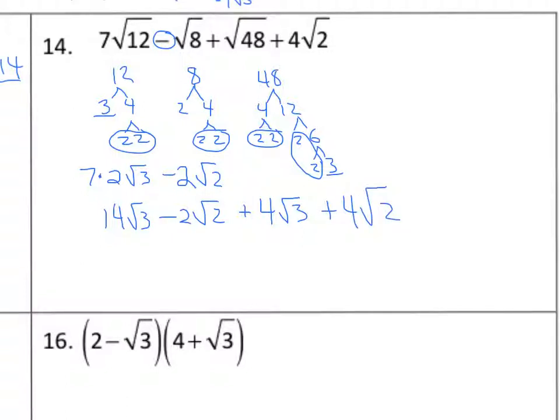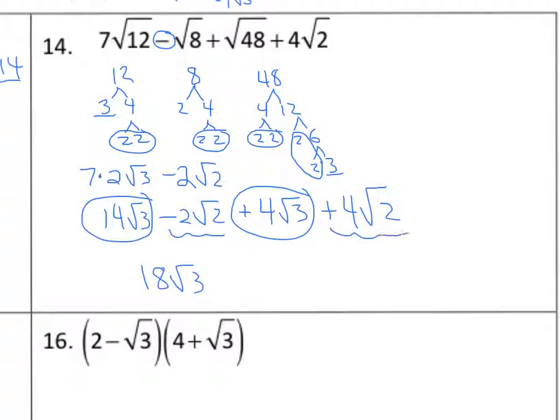And then I check to see which ones can be combined. 14 radical 3 plus 4 radical 3 can be combined. That makes 18 radical 3. And then negative 2 radical 2 plus 4 radical 2 makes positive 2 radical 2.